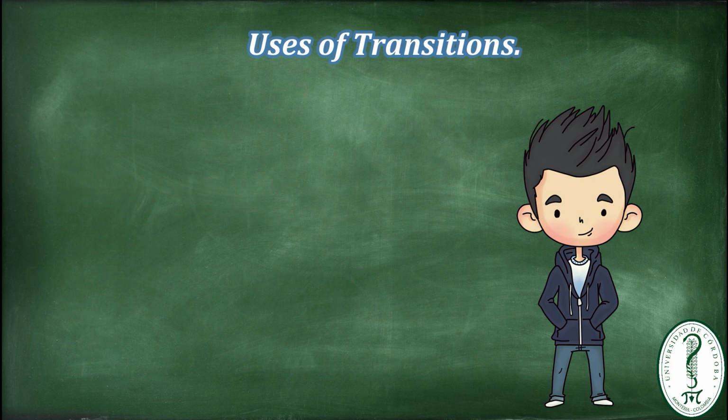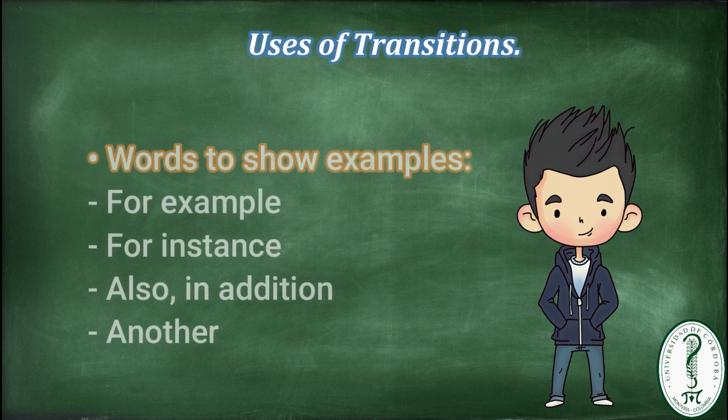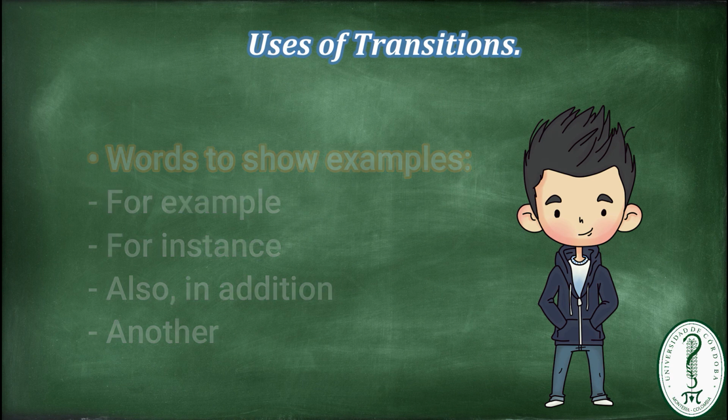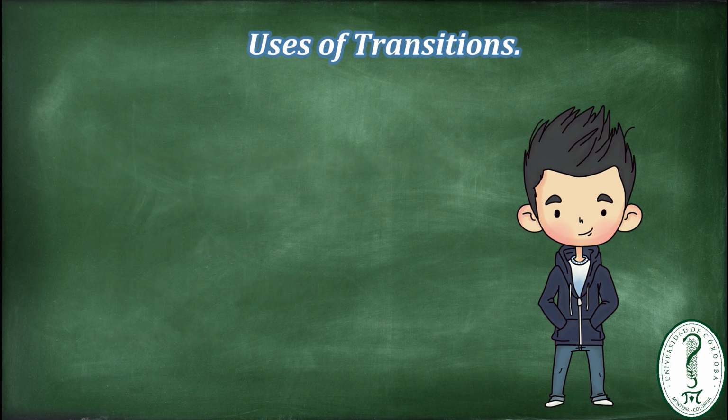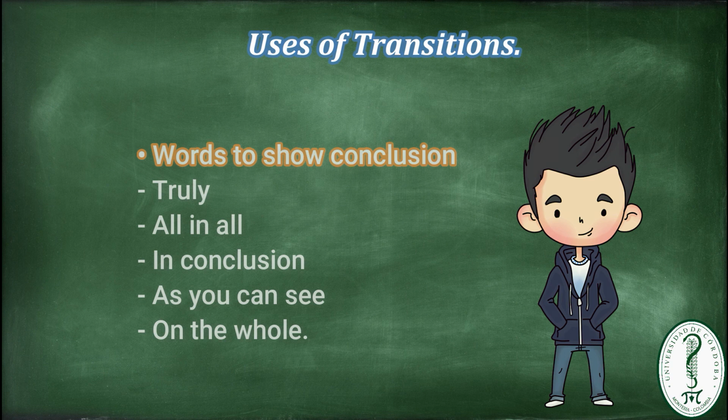The second one is words to show examples. Obviously, there's not much to explain because it's just when you are going to give examples, you can use it. And the last one is words to show conclusion. You can use it at the end of the text when you want to close everything.